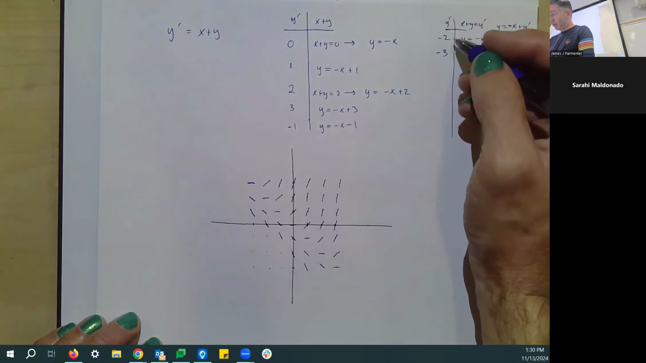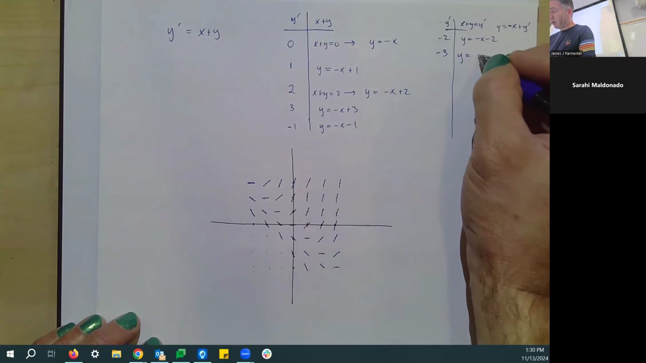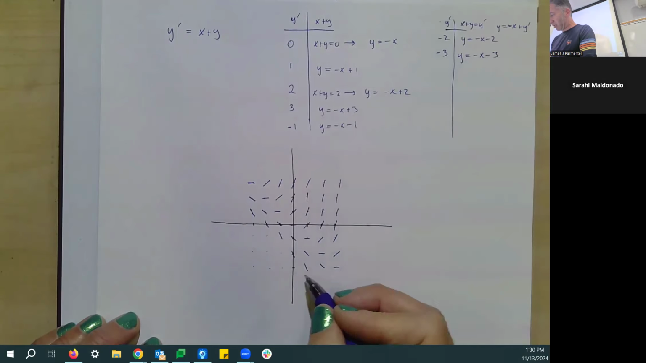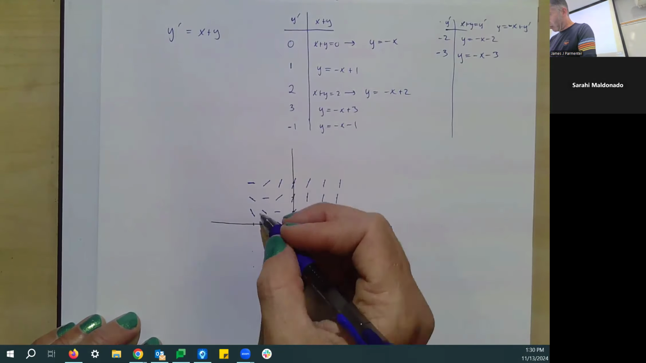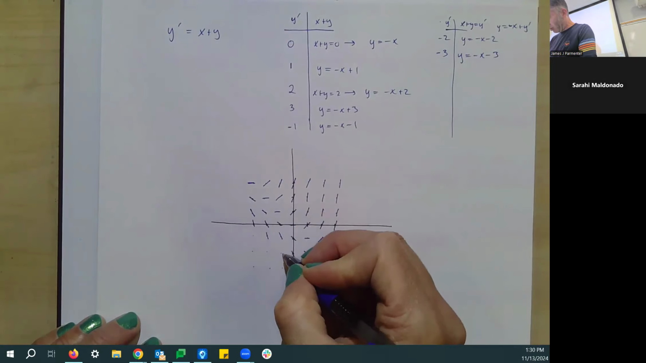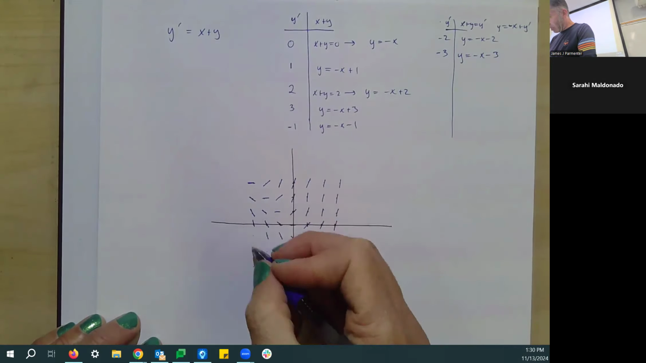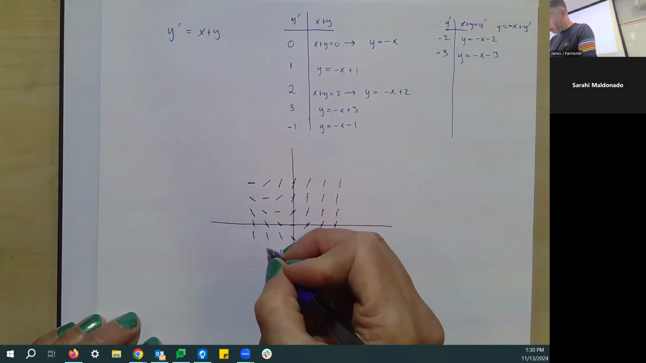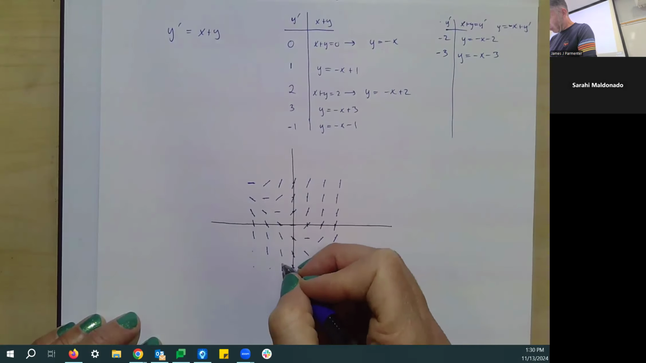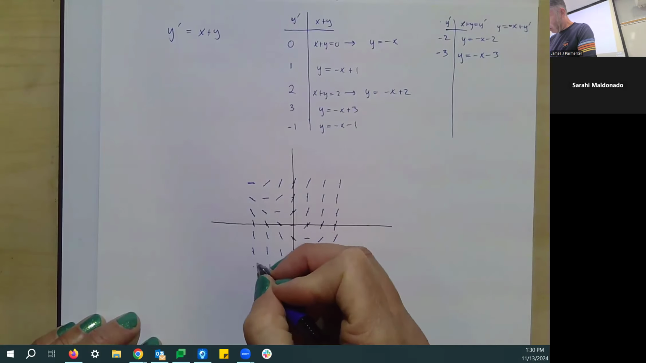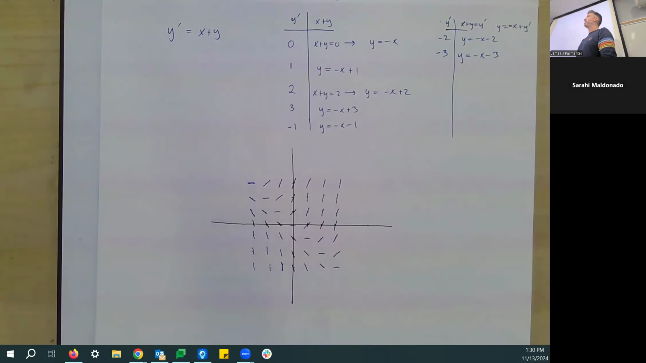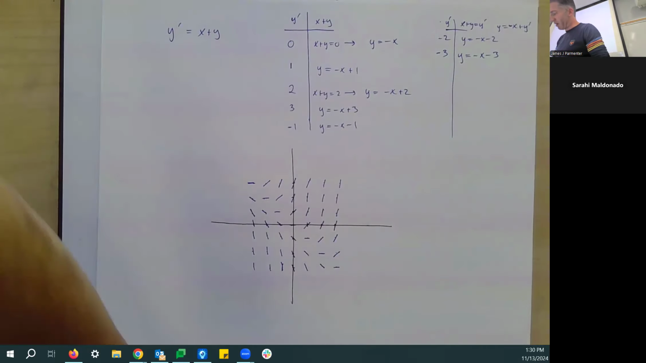If y prime is negative 3, we're along the line y equals negative x minus 3, which is this line here. And it's going to be a slope of negative 3 on all those. And then the next line down is going to be a slope of negative 4. The next line down is a slope of negative 5. And finally, negative 6. Might be the best one I've ever drawn. Give myself a round of applause there. I'm very pleased with this. I won't lie, it looks better than I thought it was going to look.